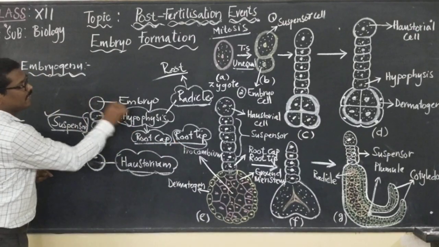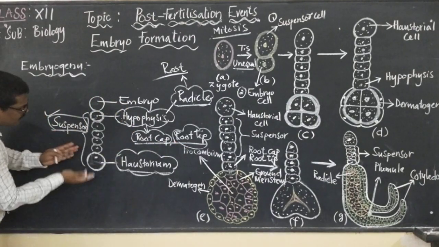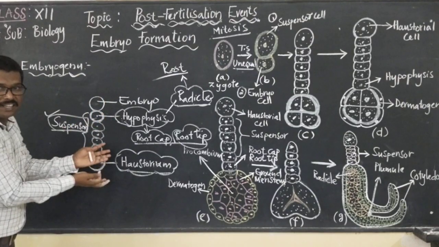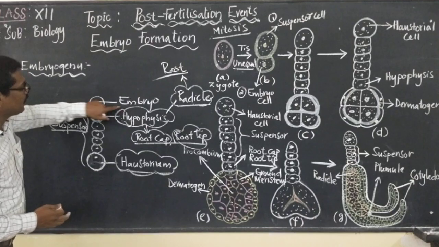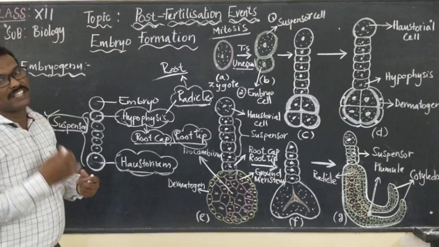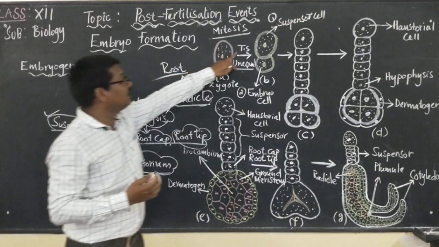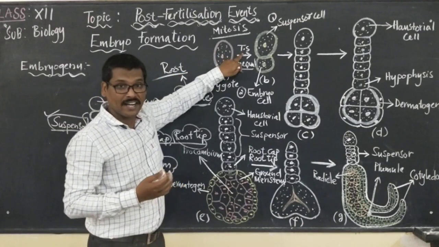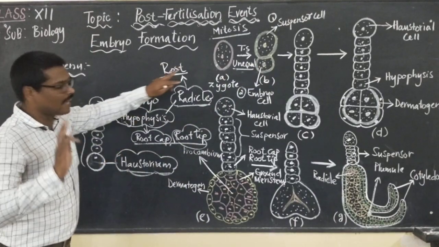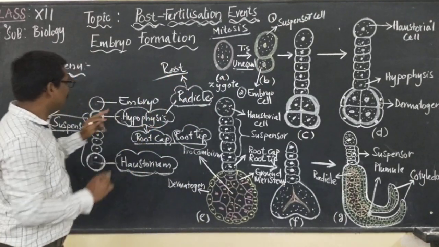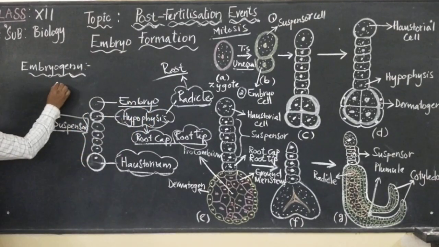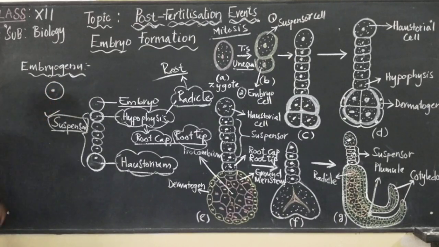And now, the embryo. This is how the suspensor has pushed the embryo towards the center of the embryo sac, and this embryo will now undergo division. Till now it was undergoing transverse division. The zygote has undergone transverse division, and the suspensor cell also has undergone transverse division. But now, when we talk about the embryo, let me take this as the embryonal cell.